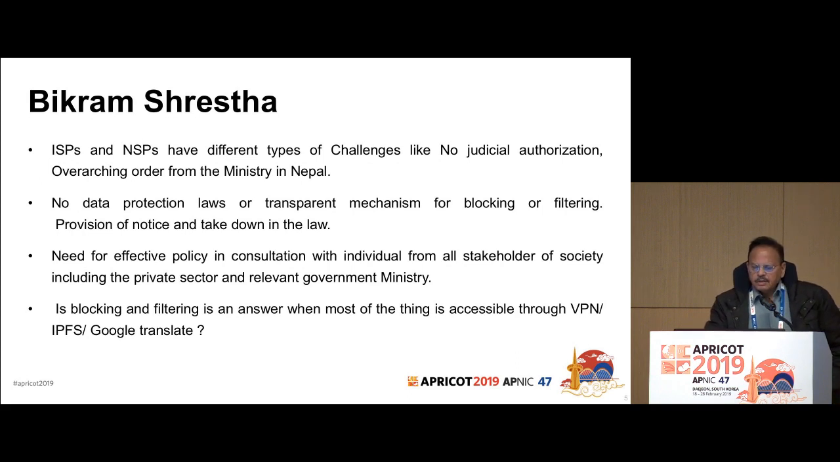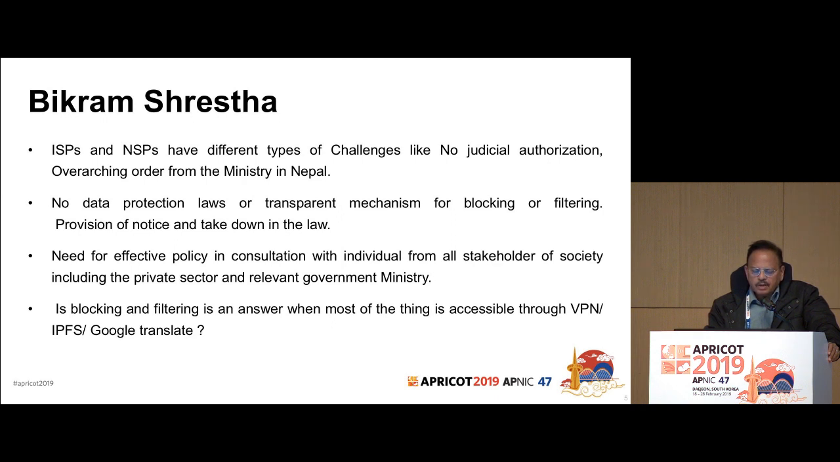So Bikram Sestra made the presentation on what is happening in Nepal. Presently ISPs and NSPs have different types of challenges, like no judicial authorization, overarching orders from the ministry, no data protection laws, no transparent mechanism for blocking or filtering, and provision of notice and takedown in the law. There is a need to have an effective policy in consultation with individuals from all stakeholders, including the private sector and the relevant government ministry. I think they are in the process of making a law which will include all these issues.